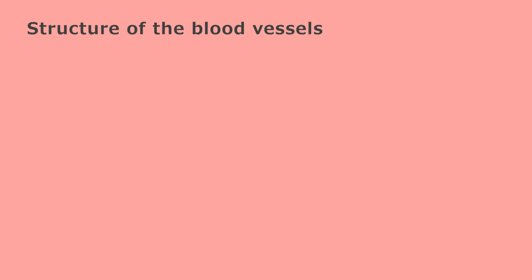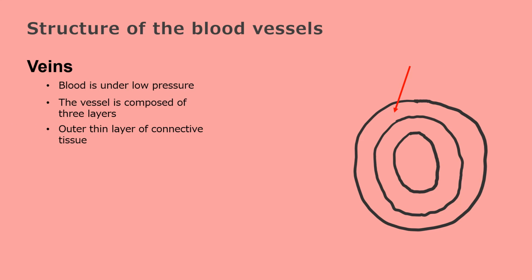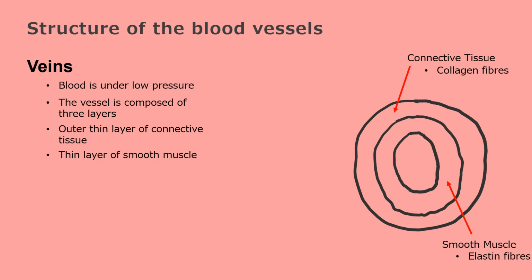Our next vessel is the veins. Now, blood is under low pressure in the veins. And again, there are the three layers, and these are the same basic three layers. So we have a layer of connective tissue, again with collagen fibers, but this layer is thin. Smooth muscle again with elastin to help flexibility, but again is thin. Because the pressure is low, we don't need those thick layers. But what we do need is to maintain the pressure.